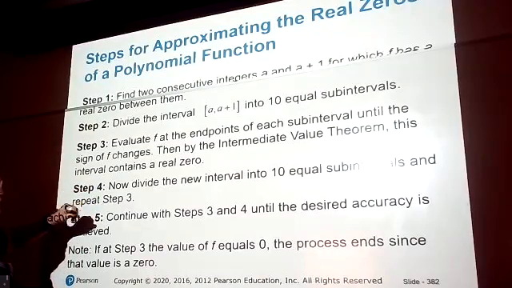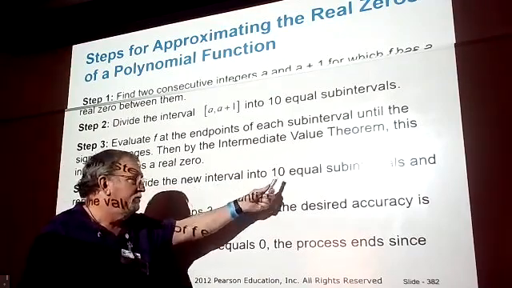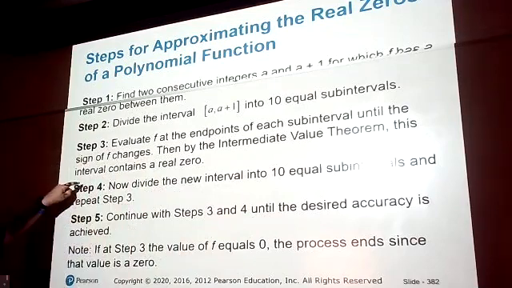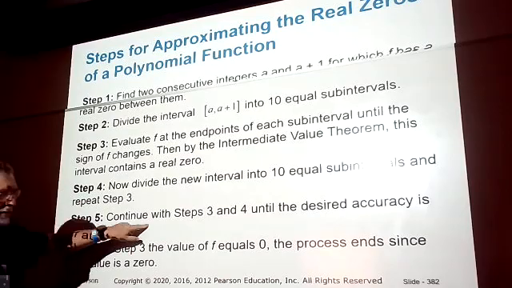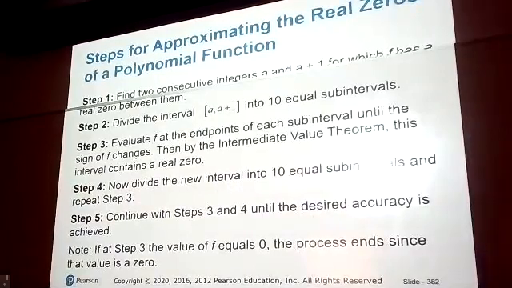And then you have a new interval that you can divide into 10 equal subintervals. And then you just start checking the endpoints of each subinterval until you get a sign change. And then you know there's a 0 in there, and then you can do it again. Divide it into 10 equal subintervals until you reach the appropriate accuracy. Okay.